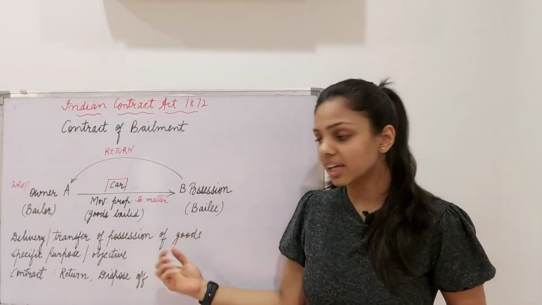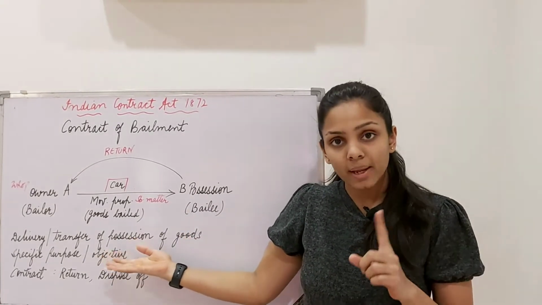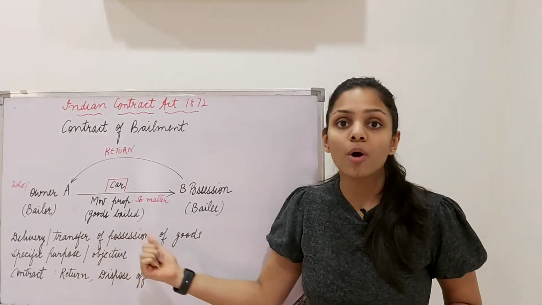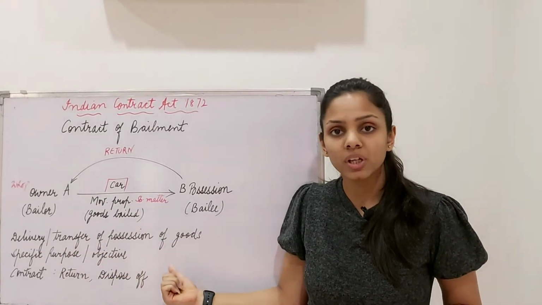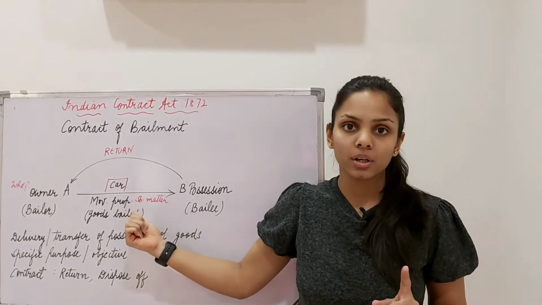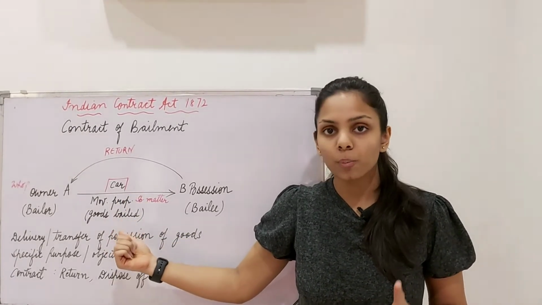वही चीज़ यहाँ लिखी है, it is the possession. Bailment is the delivery or transfer of possession and not the ownership of goods. Goods means movable property and not immovable property. इसीलिए I've taken an example of car here, which is a movable property. I hope you are getting it.